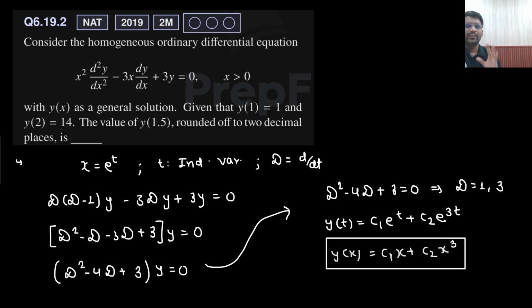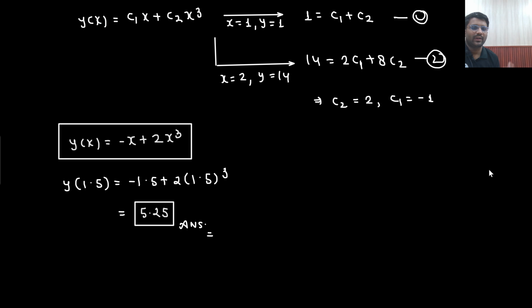Understandable? So did you understand how we started? X square d square by dx square will be replaced as d into d minus 1, 3 into d plus 3. So from here you are getting d square minus 4d plus 3, and d equals to 1 comma 3. Y of t will be c1 e to the power t plus c2 e to the power 3t. E to the power t is x only, so c1 x plus c2 x cube. What we need to do is, given values are there, put the values, get the answer.